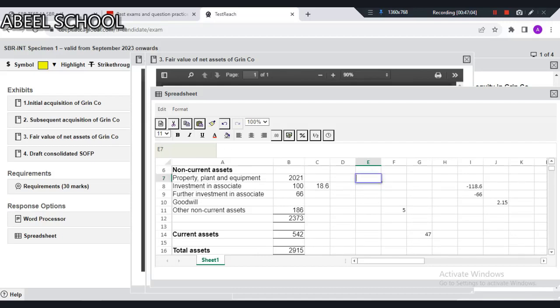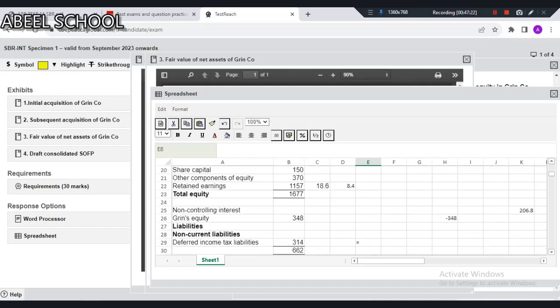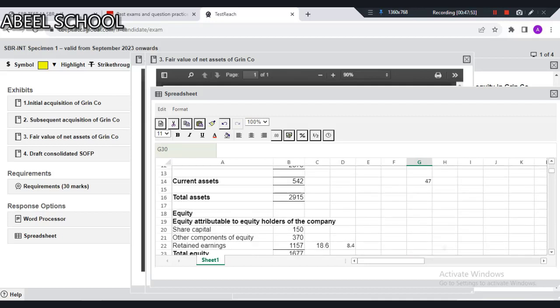Multiply this with, okay, it's not working. Control Z. Something went wrong. It was 10. Let it be 10. So 10 multiplied by 20%. Second fair value adjustment was, I believe, database. Third was inventory. That is 47 into 20%. If I'm not wrong. Yeah, that's correct.